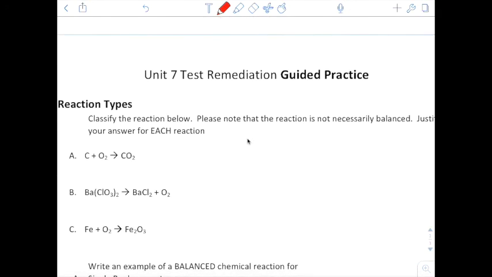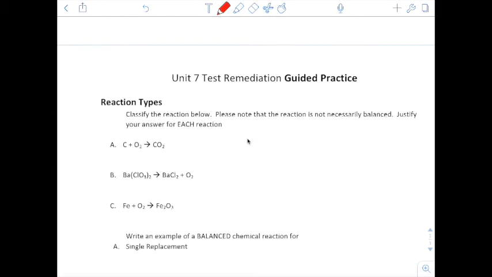Moving on to types of reactions. It says classify the reaction below. Please note that the reaction is not necessarily balanced. Justify your answer for each reaction. So when we look at this, we see that we have 2 things becoming 1 thing. So we know that that is a synthesis reaction. Here we have 1 thing becoming 2 things. So it's a decomposition reaction. Here we have 2 things becoming 1 thing, so that would be a synthesis reaction.